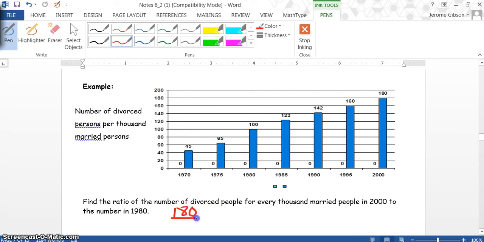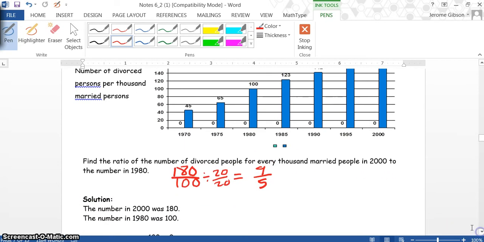And then it says to 1980. So 1980 is 100. So we'll have 180 for the year 2000, and 1980 would be 100. Now we could simplify that. If we look here, we could divide both of these values by 20, and this would give us 9/5. So our answer here would be 9/5.